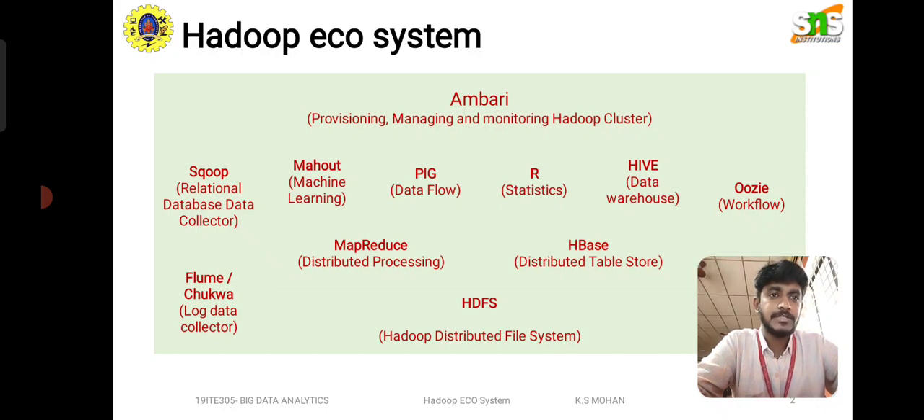So MapReduce breaks a huge volume of work into subtasks, we can process them in a distributed way, and finally merge them into a single unit, which we call MapReduce. Next we have HBase, which is a distributed table store, followed by HDFS, the Hadoop distributed file system. HDFS means large files are distributed equally across the system. In the Hadoop ecosystem for big data analytics, HDFS plays a major role.